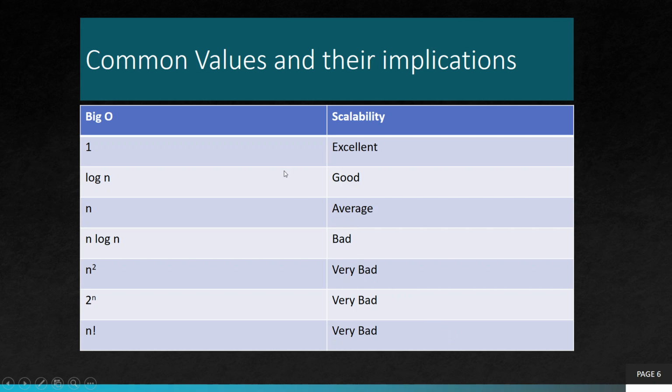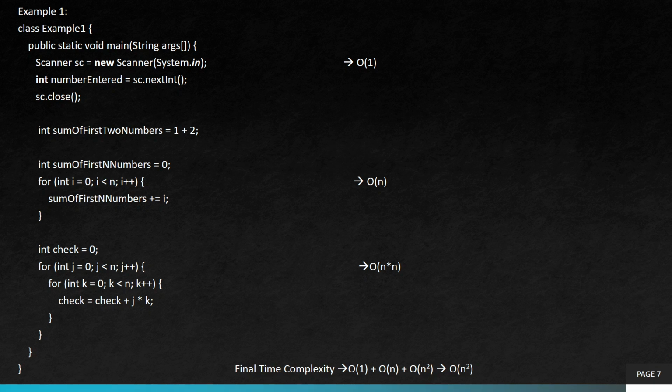Next, these are some common values and their implications. If it is big O of 1, it is an excellent time complexity, and if it is big O of log n, then it is good. If it is big O of n, then it is average. If it is big O of n log n, then it is bad. If it is big O of n square, then it is very bad. If it is big O of 2 to the power n, then it is very very bad. And if it is big O of n factorial, then it is very very very bad, which means it is the worst case time complexity.